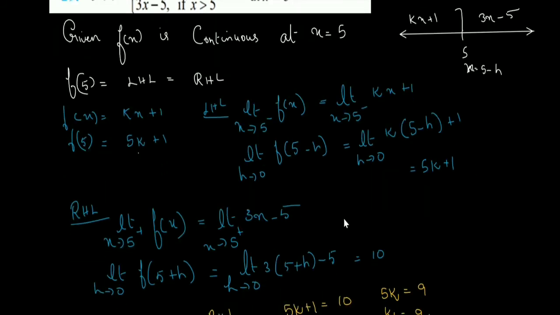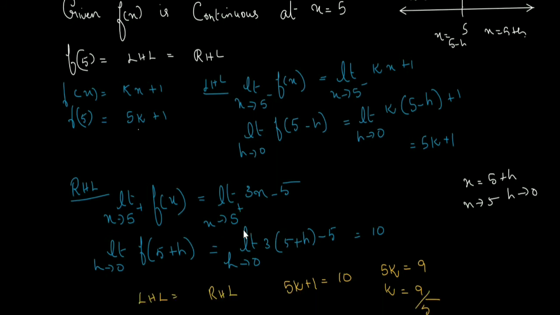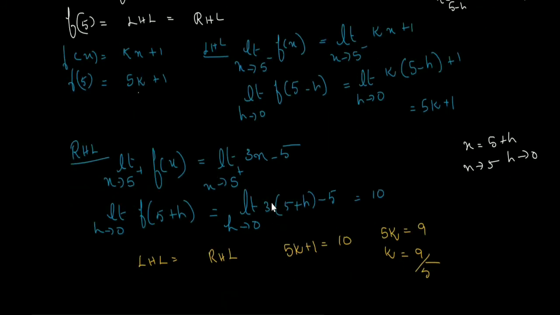Similarly, the right limit is the limit as x tends to 5 plus of f of x, which is the limit as x tends to 5 plus of 3x minus 5. On the right side you put x as 5 plus h, with h tending to 0. When x tends to 5, h tends to 0. So 3 into 5 plus h, minus 5. Put h as 0, you will get 15 minus 5, that is equal to 10.